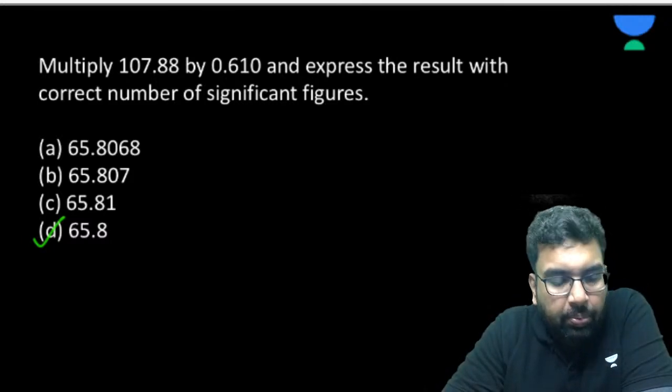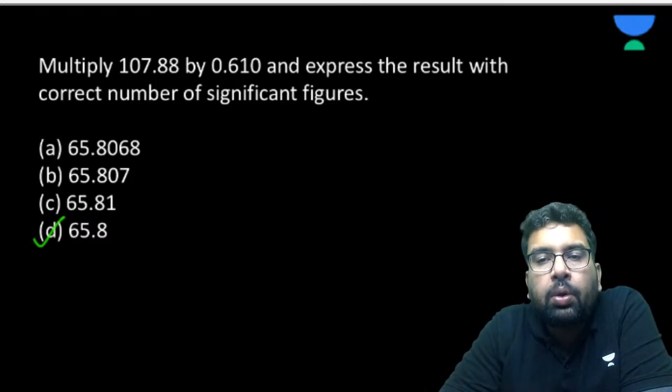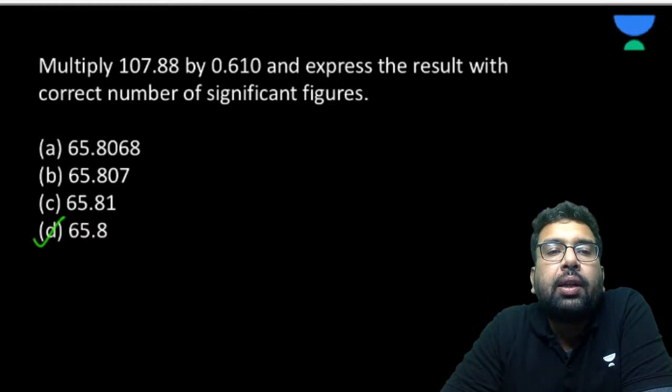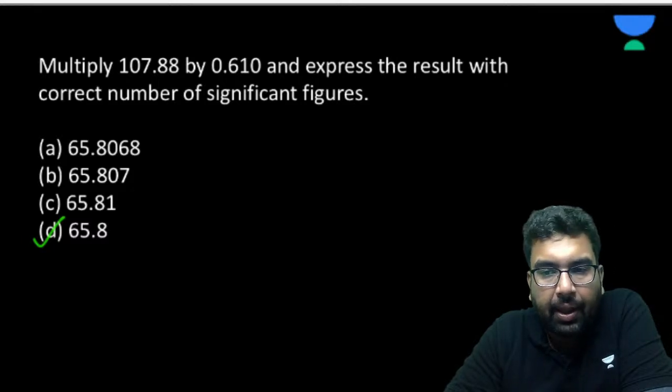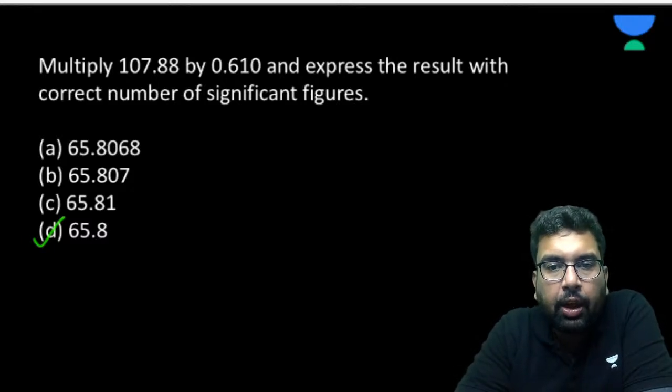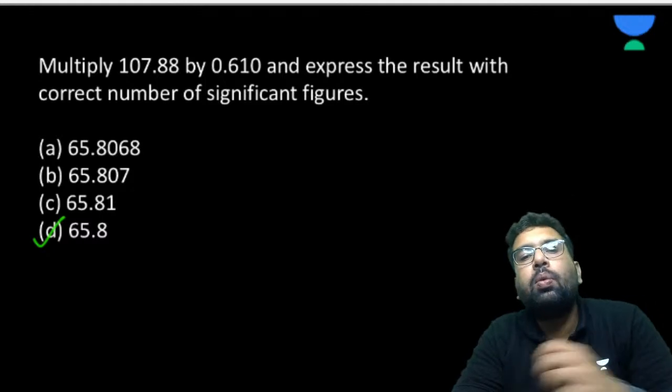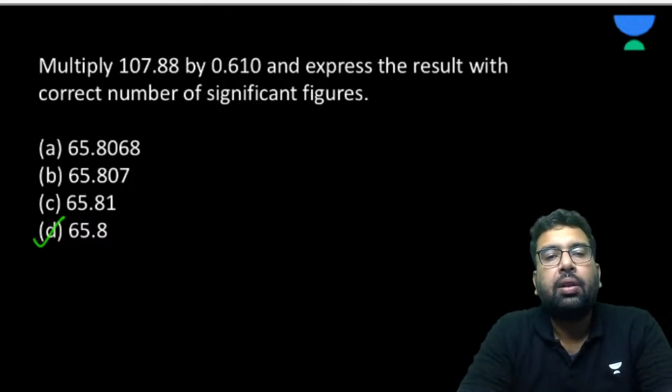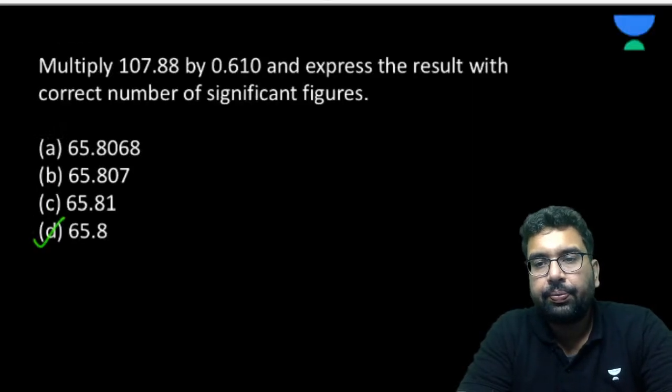Acha, no problem, beta. So what I was saying is that if two numbers are multiplied or divided, the result of that multiplication or division will have the same number of significant figures as the value having the least significant figures. Understood? Right? So you need not even make any calculation in this. Okay, now this is one question of NEET. Let's try solving this one also.